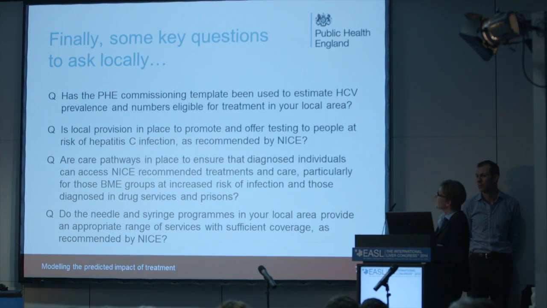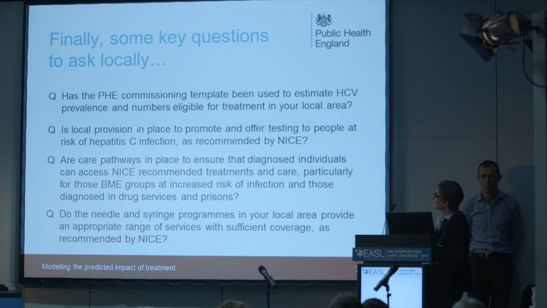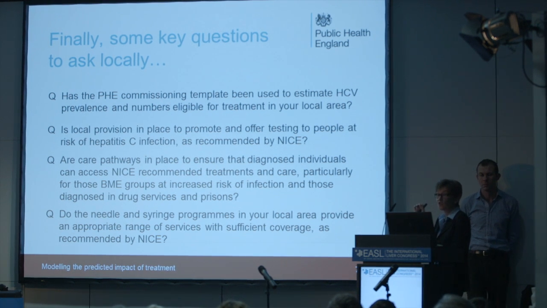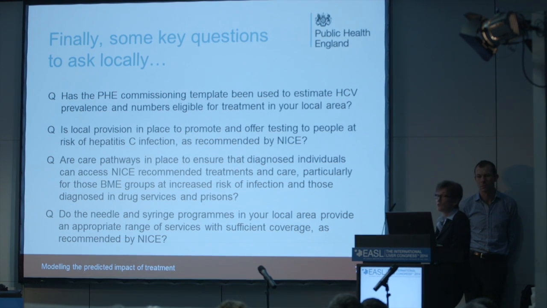Finally, just the last slide, I wanted to just focus on some of the things that locally people need to be thinking about currently. There is a PHE template which exists, which you can simply just select your local DAT, it's by drug action team area, and it will tell you how many infections there are in the locality. It will tell you how many untreated individuals there are. And this can be used by commissioners to help them commission services.